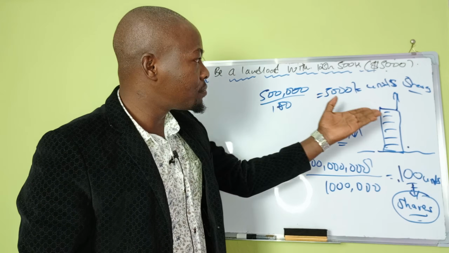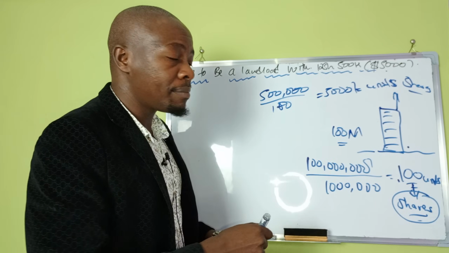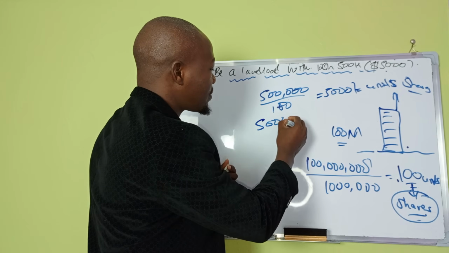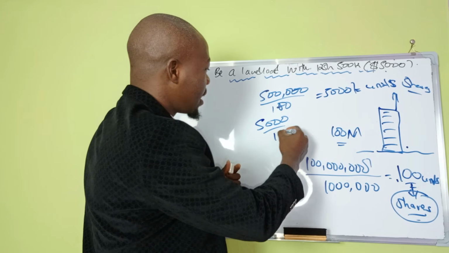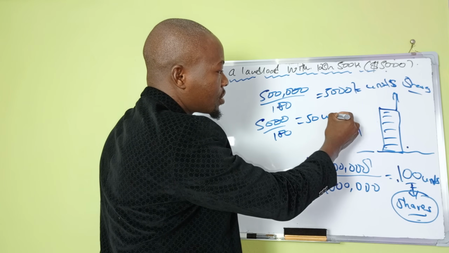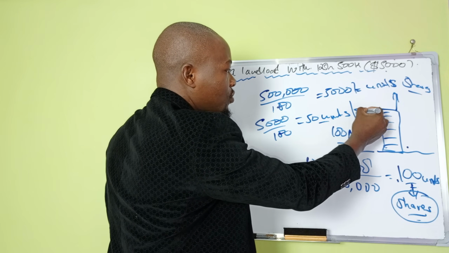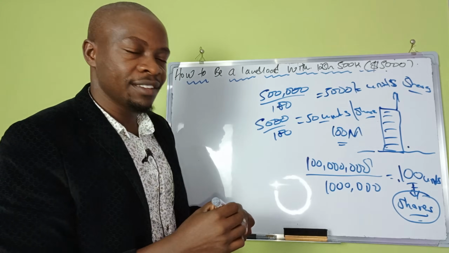Another person comes in, puts in a million bob, another puts in the minimum you can put, which is 5,000. So if it costs 100 per share, then it means you have 50 units. You have 50 shares in that given company.